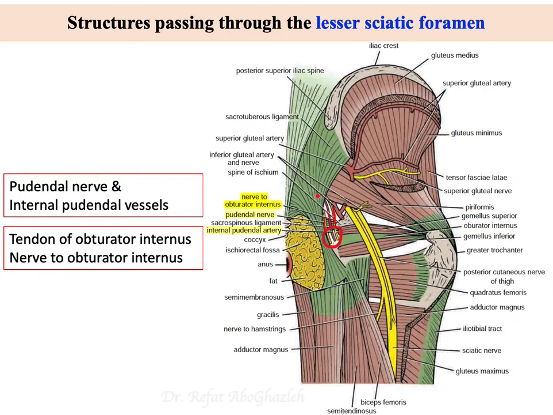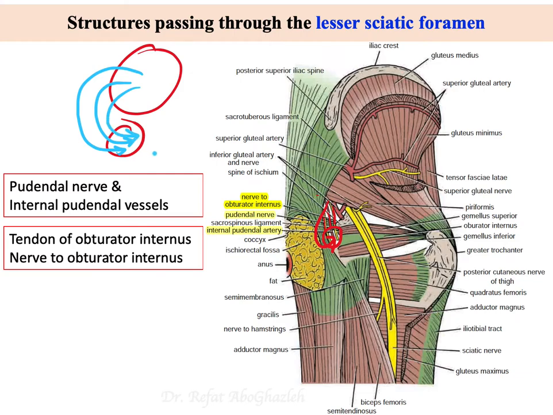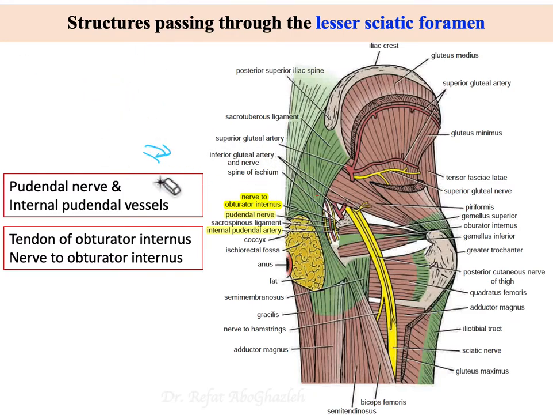That means they come out from the greater sciatic foramen and enter again into the lesser one. So this is greater and lesser. These structures, as I mentioned, passing out from the greater, then enter the lesser sciatic foramen. Plus, of course, let me show you here.